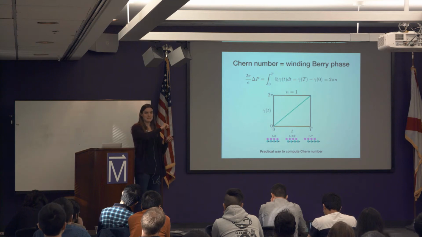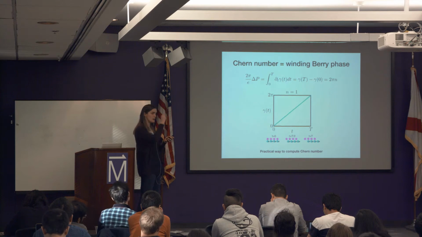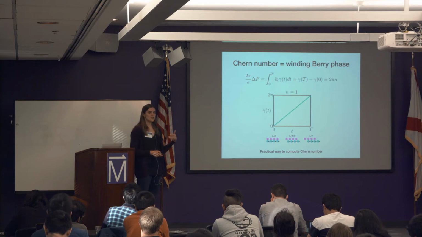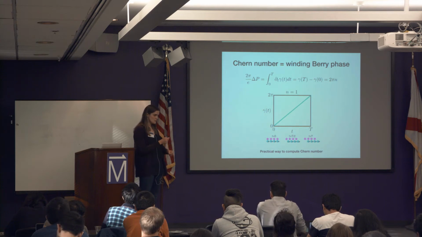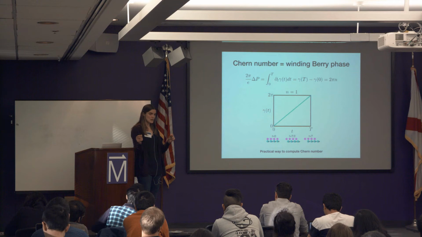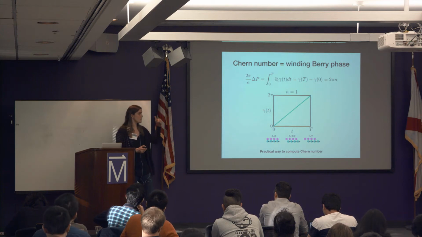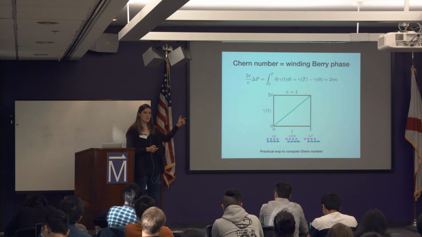But actually, we've done something non-trivial in between, which is we've completed one full winding cycle of the Berry phase. And so it turns out that this is actually a practical way to compute the Chern number. You can take the Berry phase in one direction, which for us is k, and compute how it changes in the other direction, which is time. If it does this complete winding from 0 to 2 pi, then we have a Chern number of 1. If it winds around twice, then we have a Chern number of 2.